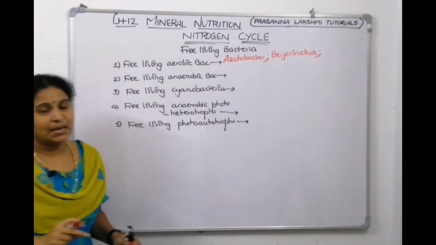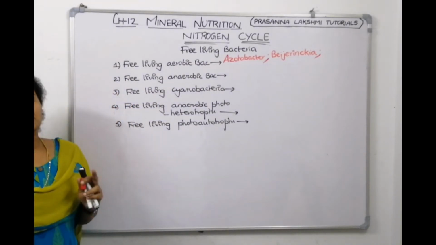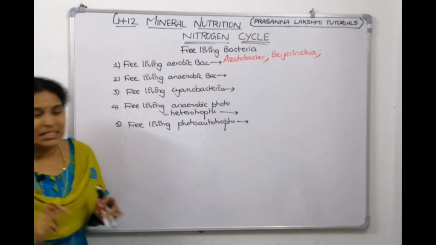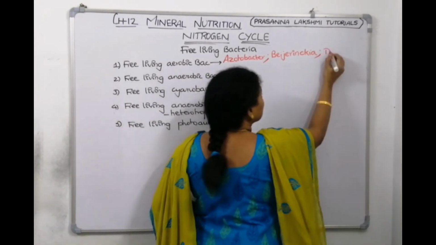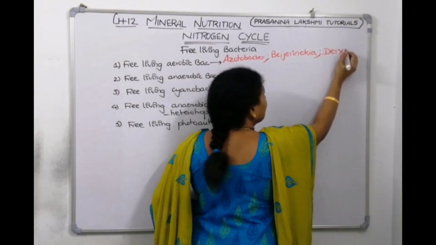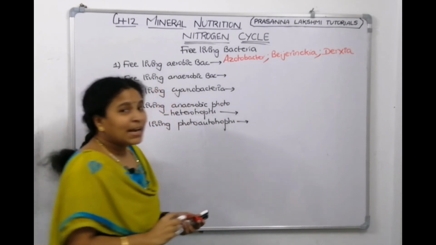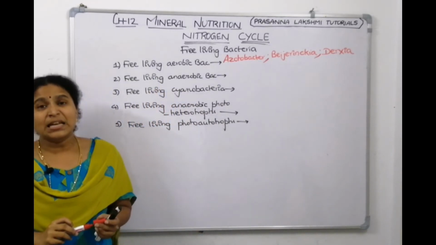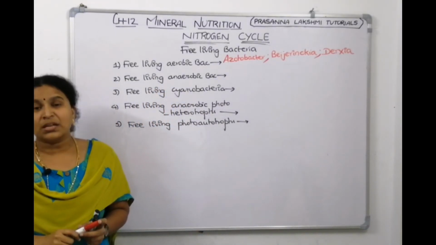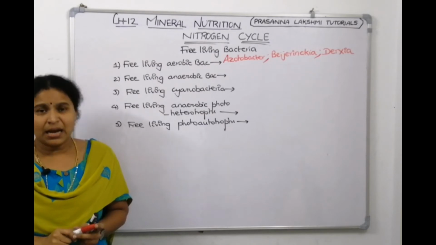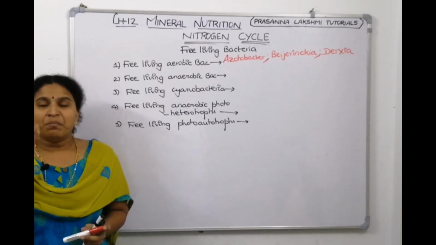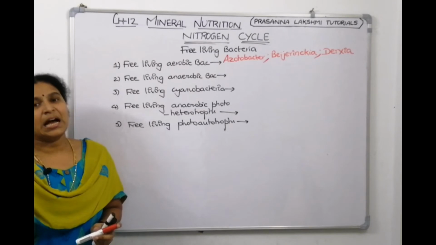Bacterial is the second organism. The third organism which starts with D is called Derxia. Pronounce with me. It is called Derxia. So free living aerobic bacteria which can make nitrogenase enzyme, examples are Azotobacter, Bacterial, Derxia.